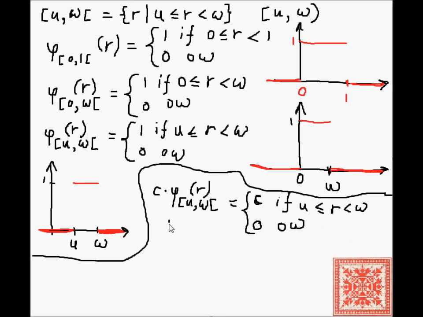So graphically this will look like this. This is u, this is w, and this is c. So we're at c there, just a thick line, and then 0 everywhere else.